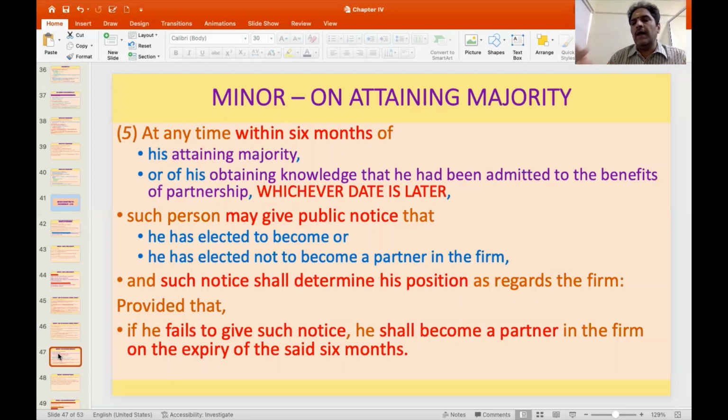Provided, what will happen if he fails to give the notice? Then there is a default option, that is, he shall become a partner in the firm on the expiry of the said 6 months. So, if he does not exercise his choice of either to become a partner or not to become a partner, within 6 months of attaining majority or 6 months of getting to know that he is admitted into the benefits of the partnership, whichever is later, then after the 6 month period is over, he will automatically become the partner of the firm.